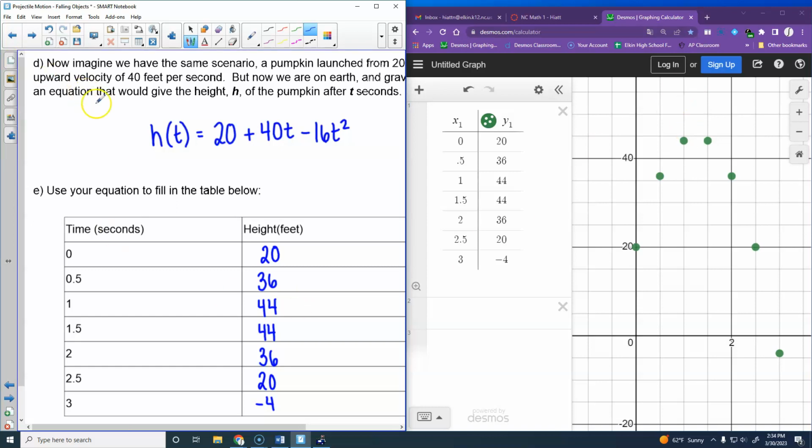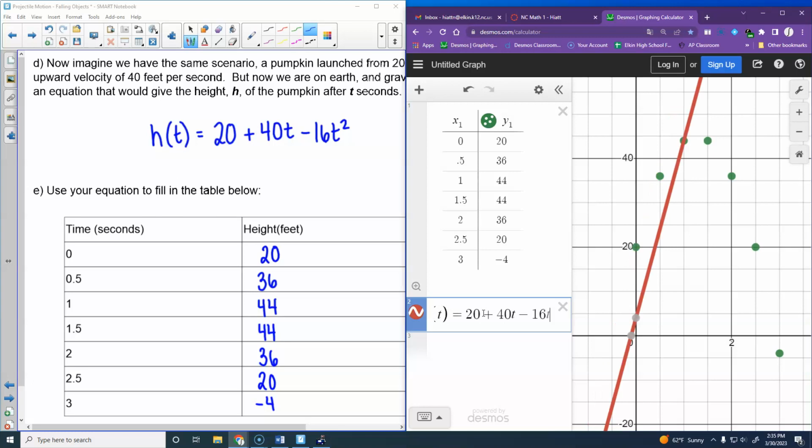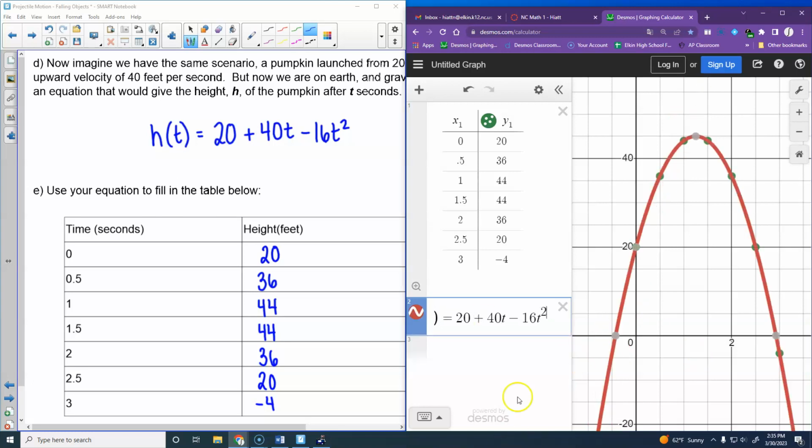So if we take our equation and type it in, so instead of just graphing our points, if we take our equation, we can see it did go a little bit higher, and it was 45. So it went 1 foot higher than 44. It did go up to 45 feet there.